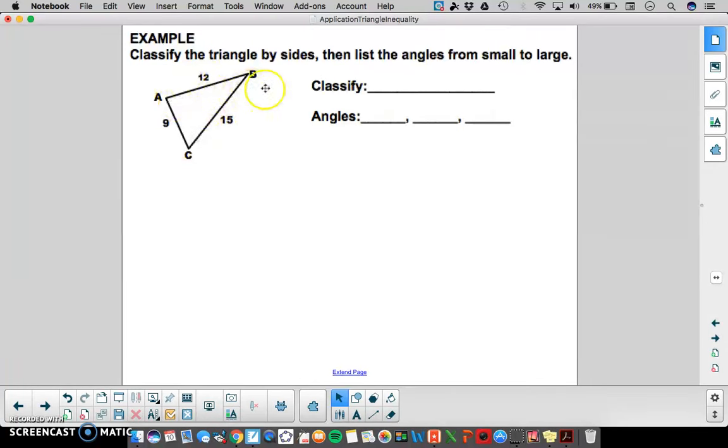All right, in this example, we want to classify the triangle by sides and then list the angles from smallest to largest. So this triangle has all different lengths, so therefore it's scalene. Remember, the smallest side will be across from the smallest angle, and the largest side will be across from the largest angle. Therefore, the smallest side is AC, and the smallest angle will be angle B. So since we're listing it from smallest to largest, angle B would be listed first.